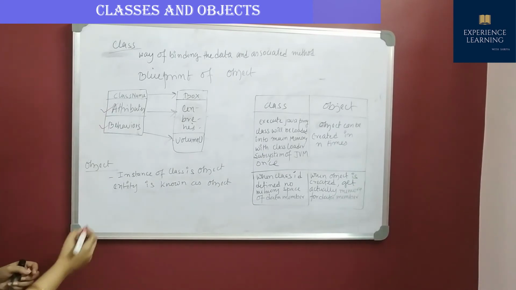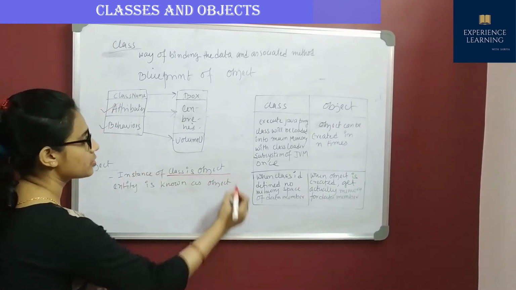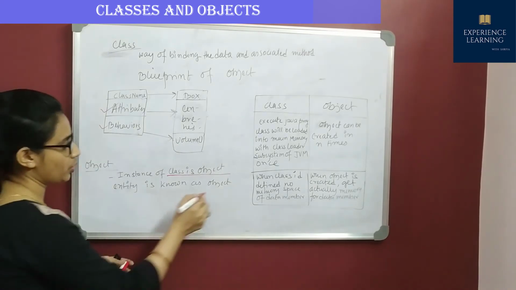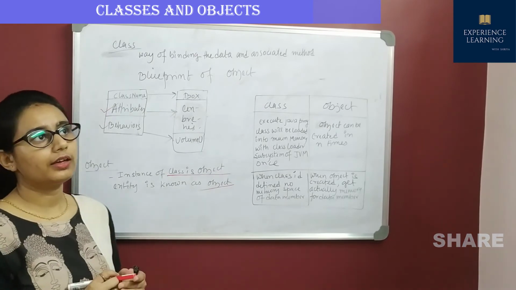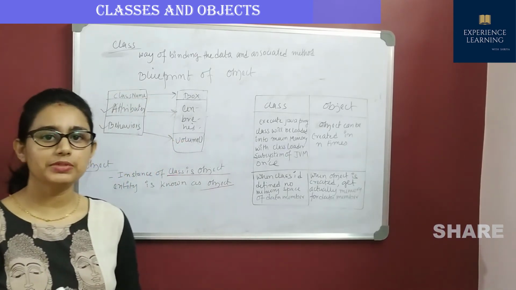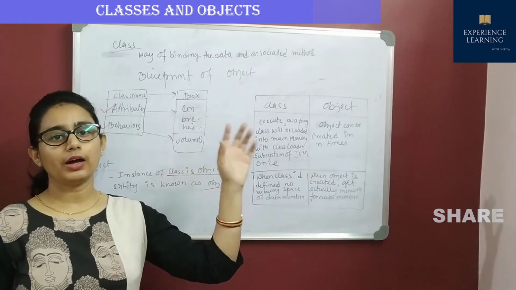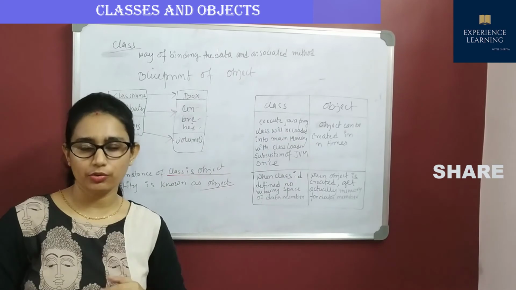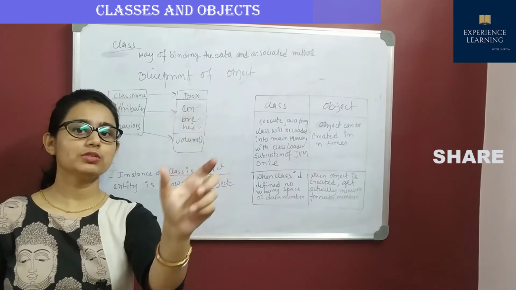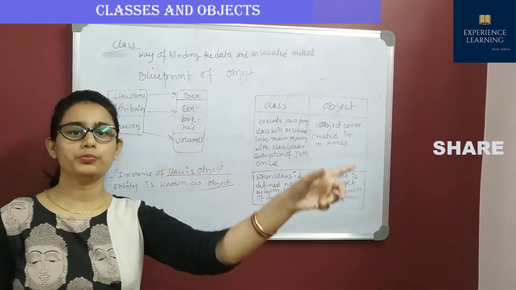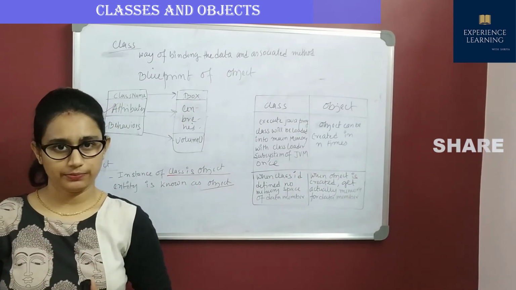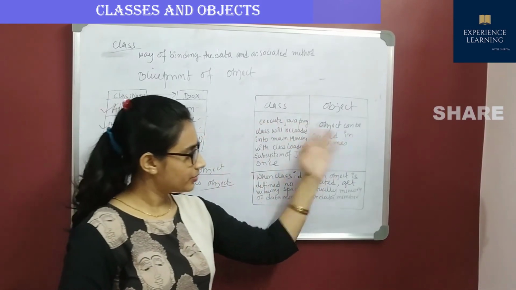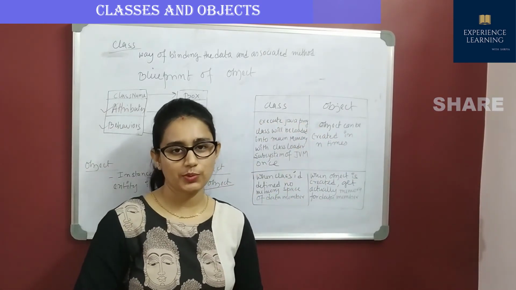The instance of a class is an object, and you can say the entity is known as an object. So when I say the employee class, and when I say the employee with ID 1107, that means that employee 1107 is an object, but employee is the class. Okay, and in case of Java, try to write the difference between class and object.